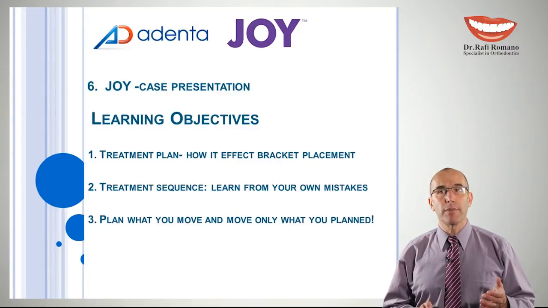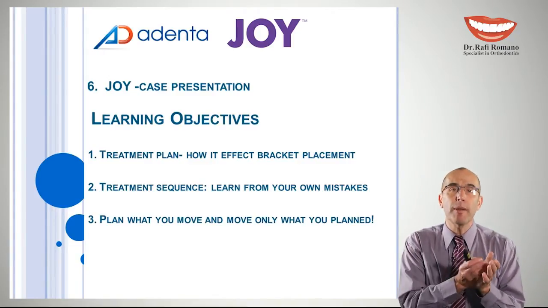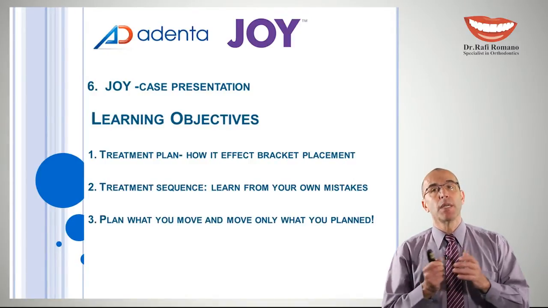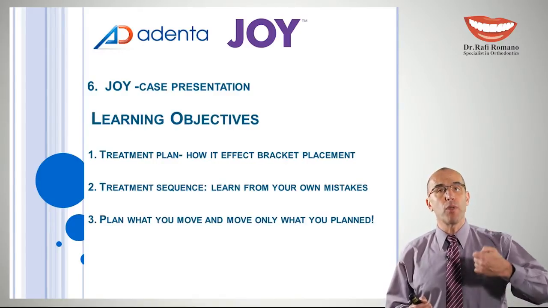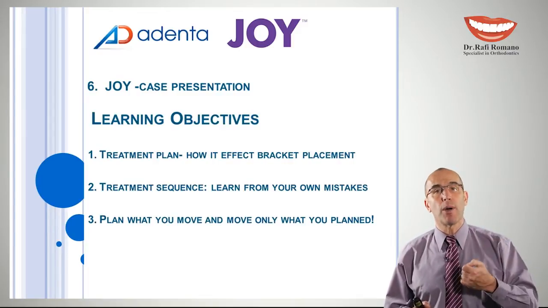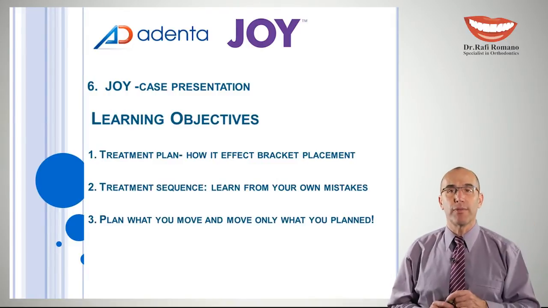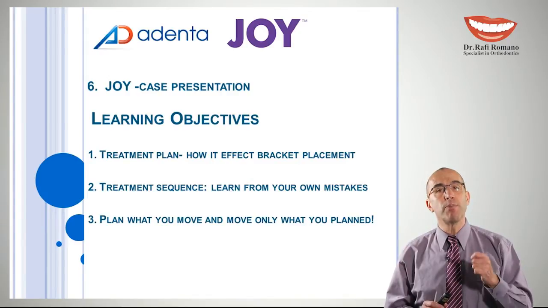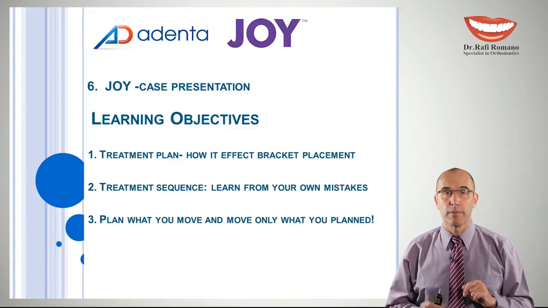The learning objectives are: first of all, to learn how treatment planning affects the bracket placement. What is the treatment sequence? Learn from your own mistakes. You will see from all the pictures I am taking at every stage that we can learn a lot from our own mistakes by looking at the pictures and reviewing what we have done. And the third objective is to plan what we move and to move only what we have planned.